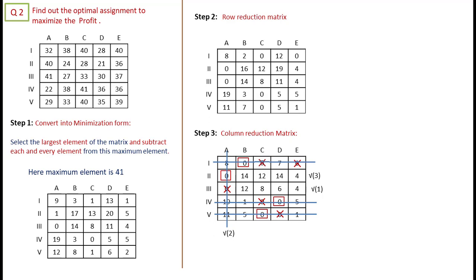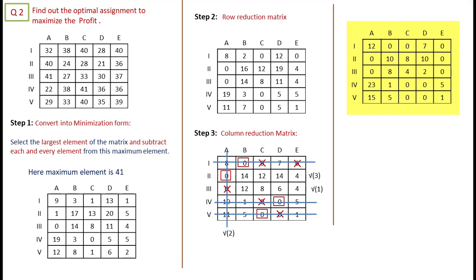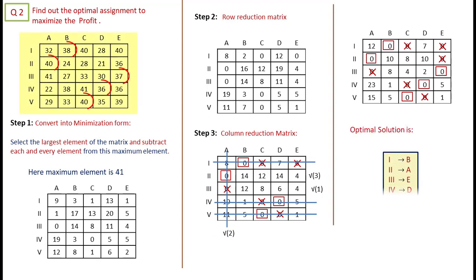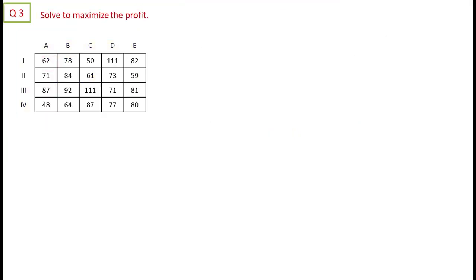Now we select the smallest element from all uncovered elements and subtract it from these uncovered elements and add it to the elements which lie at the intersection point, and after applying this operation we get the matrix. Now we make an assignment. Since every row and column has an assignment, the optimal solution is obtained, along with the maximum profit. Now our next question is to solve to maximize the profit.